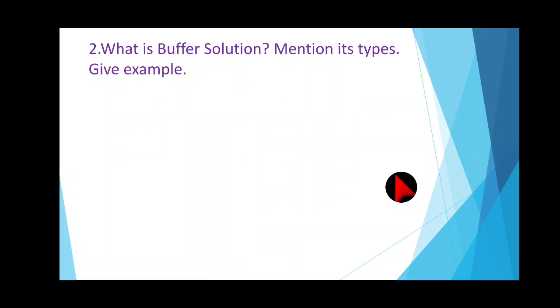Let us move to the next question. What is buffer solution? Mention its types, give example. We have heard about the titration method. Mostly in the titration, acid versus base. Suppose in the burette, you have to take sodium hydroxide. In the pipette, you have to take hydrochloric acid. Anyway, base versus acid or acid versus base, anything we can take.